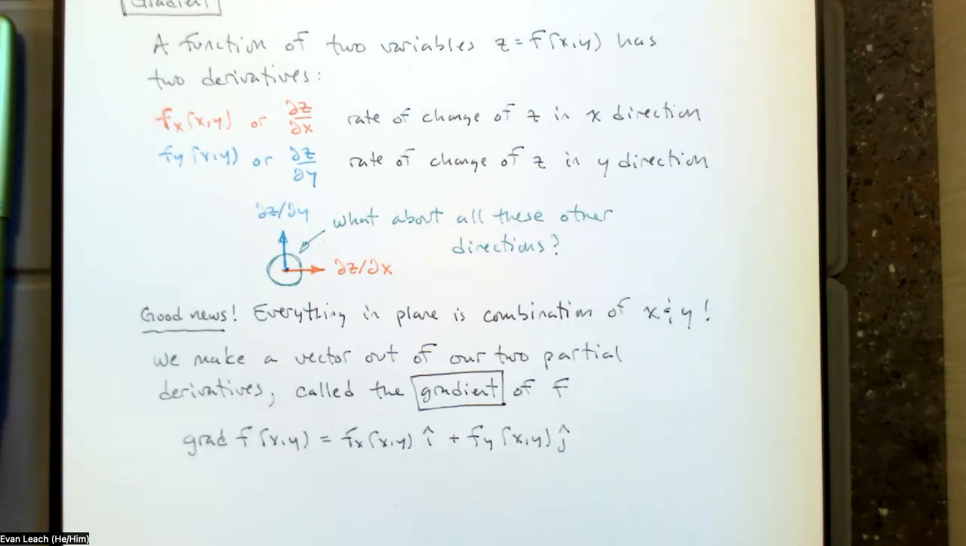This right now is for two variables, but we can adapt this to a function of three variables, and there would be i, j, and then a k.